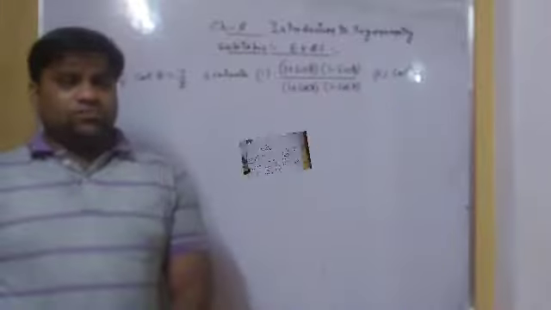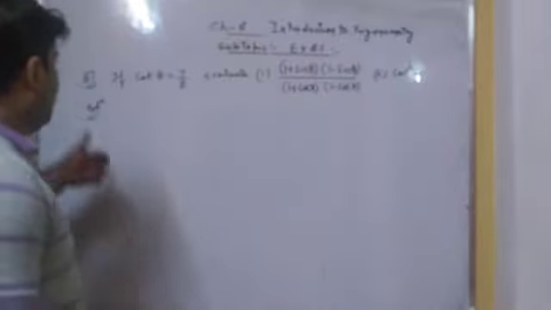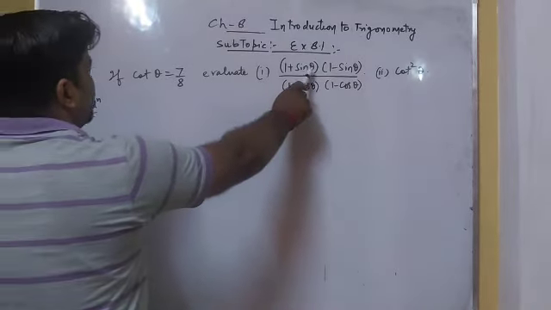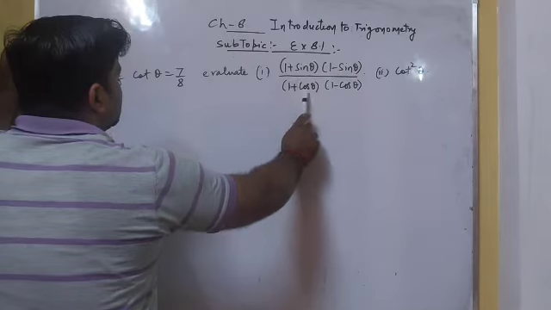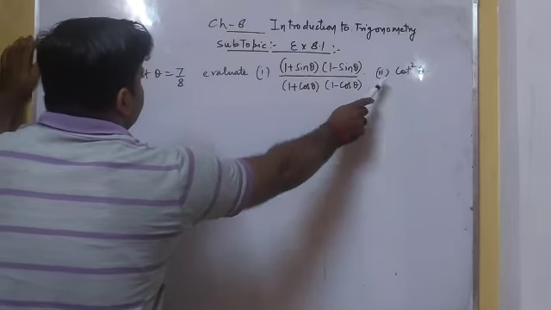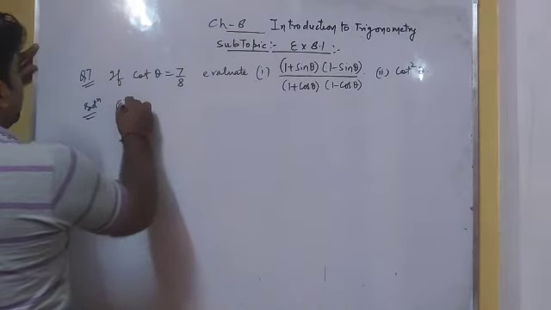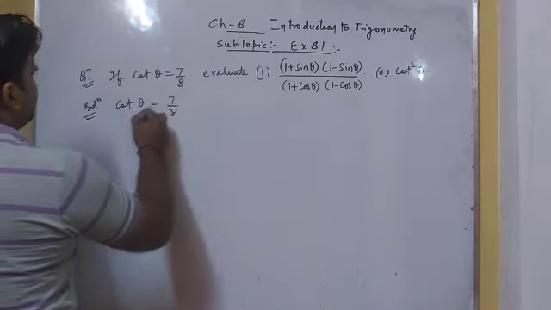Now let us come to question number 7. If cot theta equal to 7 by 8, we have to evaluate in the first part (1 plus sin theta)(1 minus sin theta) upon (1 plus cos theta)(1 minus cos theta). In the second part we have to calculate cot square theta. First of all, it is given that cot theta is equal to 7 by 8.